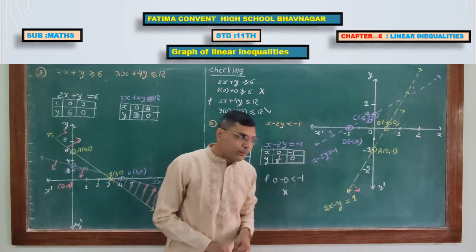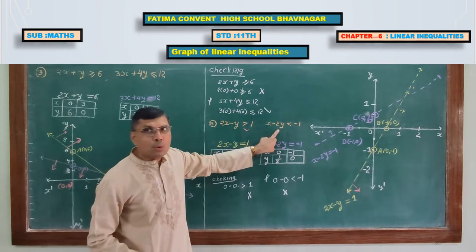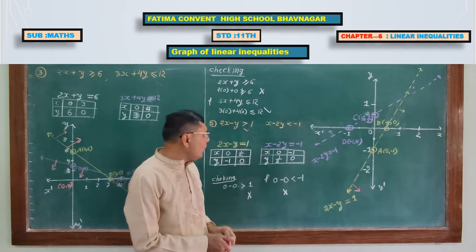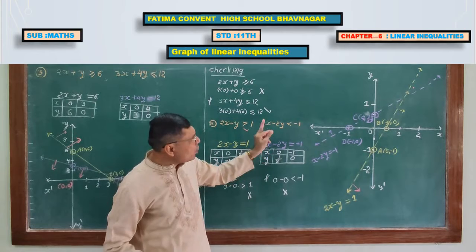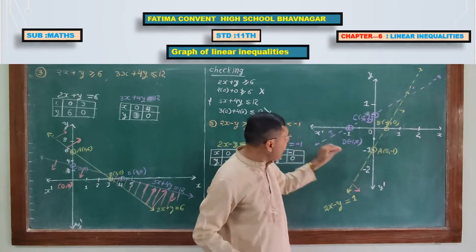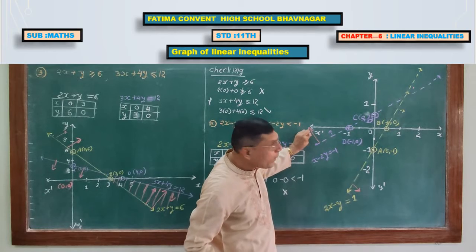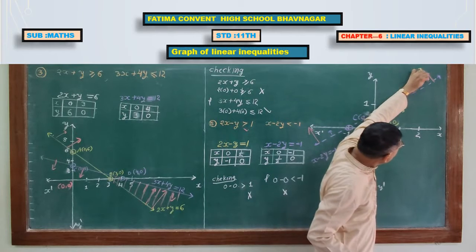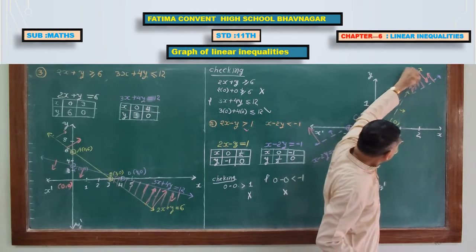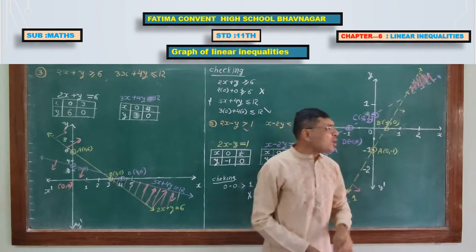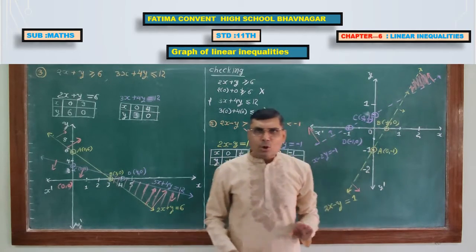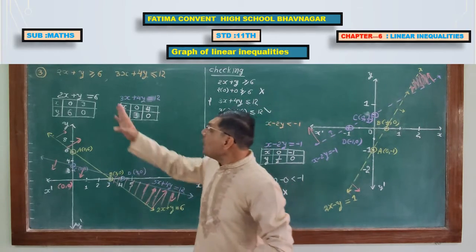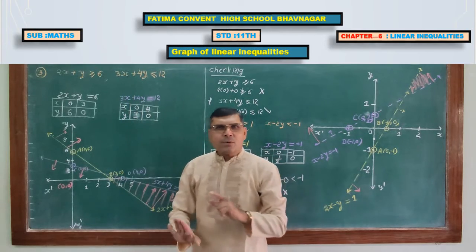For the second one, 0, 0 less than minus 1. This is also not true. So for the second line also, 0 does not belong to my area. So for this line, it will be the upper part, and this is for the lower. So this is the common area. In the exam, you have to show this much only. So this is your answer, the solution of two inequalities on the graph paper. See, it is very simple.